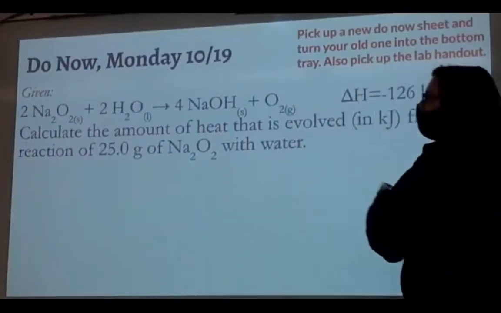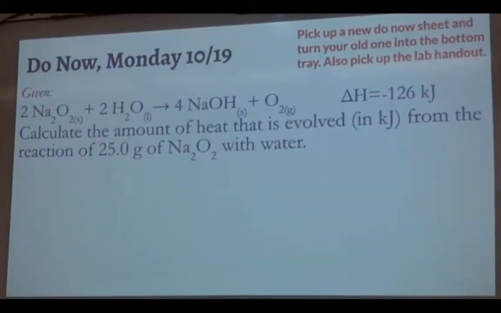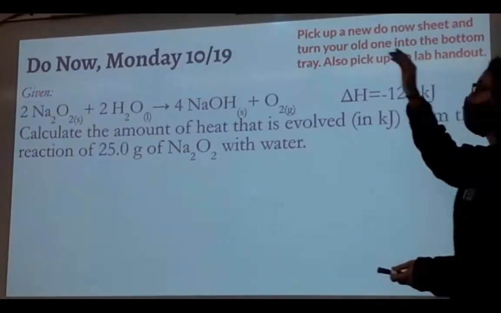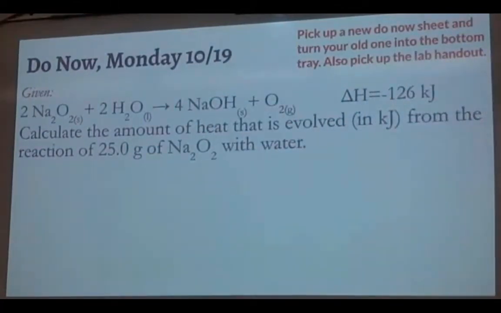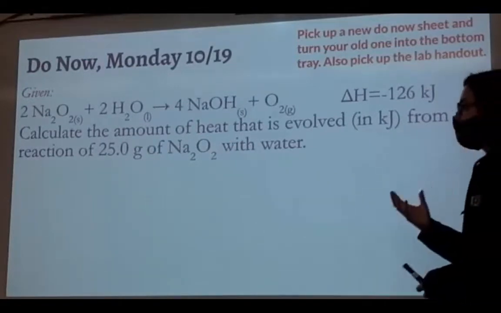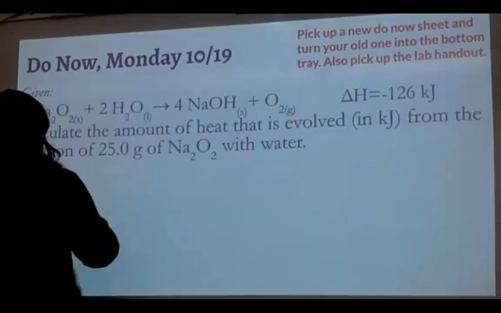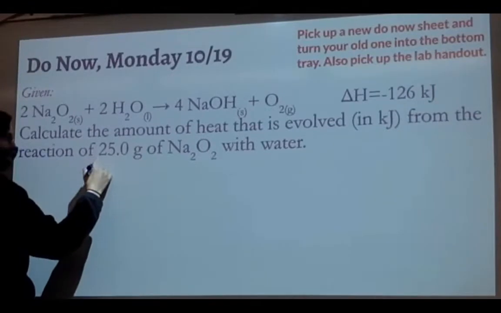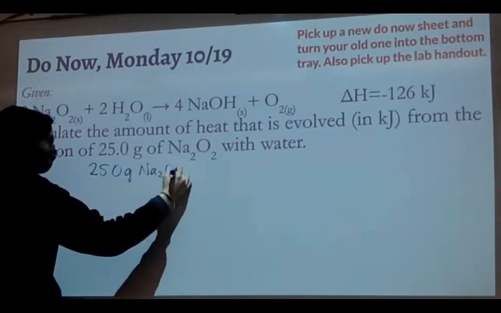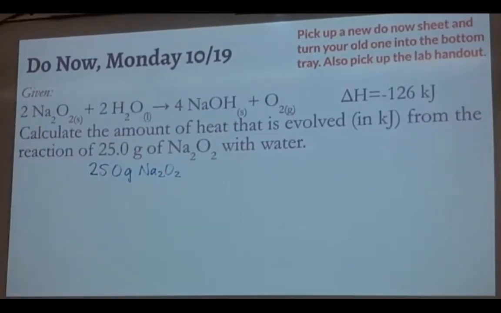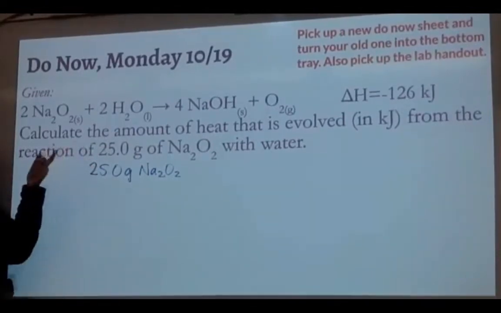The problem doesn't say anything about a calorimeter, right, or things being added together, so it's not a calorimetry problem. We don't see multiple equations with delta H values, so it's not a Hess's law problem. Instead, they give us one amount of something, and they're asking us to go to something else. So I'm going to start by writing my given information down. They give us 25 grams of Na2O2, and they ask us to go to heat.